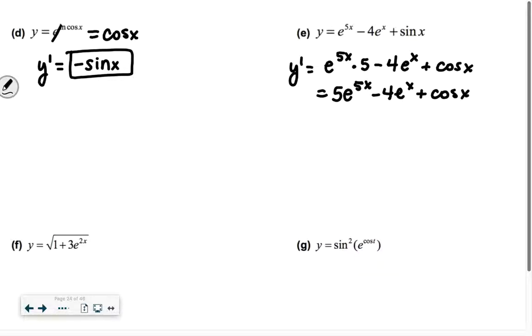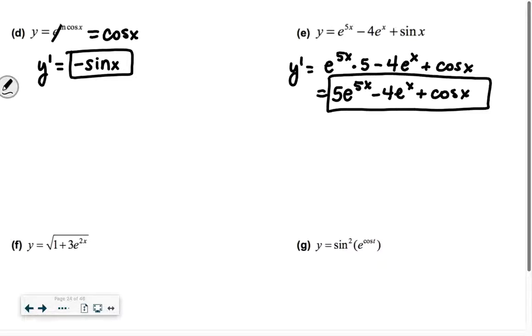Okay, so why didn't I do like the product rule for that 4e to the x part? Why didn't I do the product rule here? Do you remember that rule? So if it's just a constant, you don't have to do the product rule because the second part of the product rule will be 0, right?